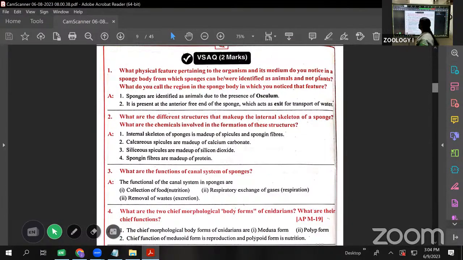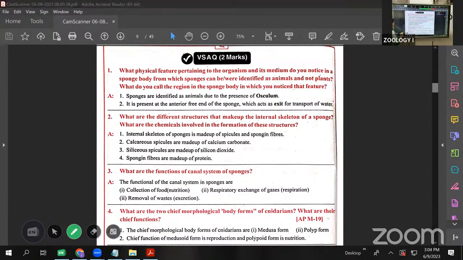Next, we are going to discuss the animal diversity one. This is the third lesson. Third lesson VSAQs, we are going to discuss. The first one is important, and this is the canal system. Clear? What are the functions of the canal system in sponges?